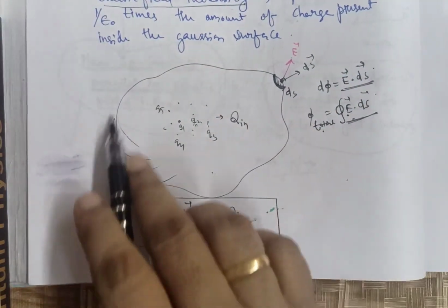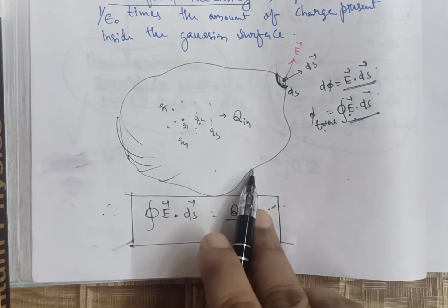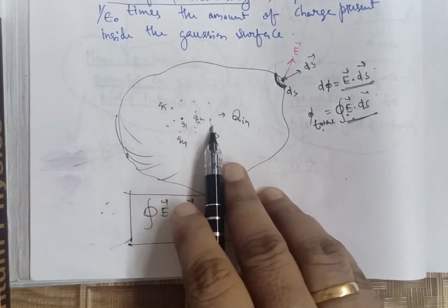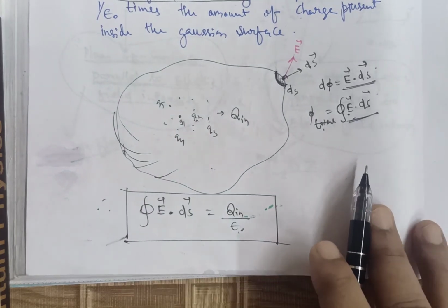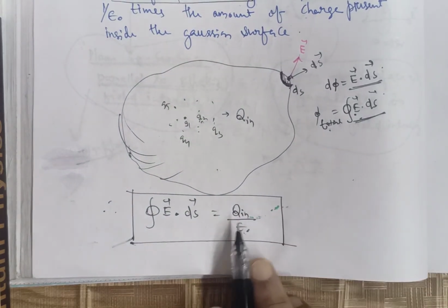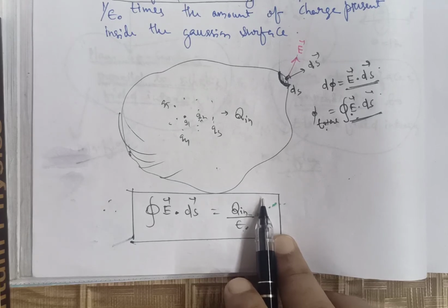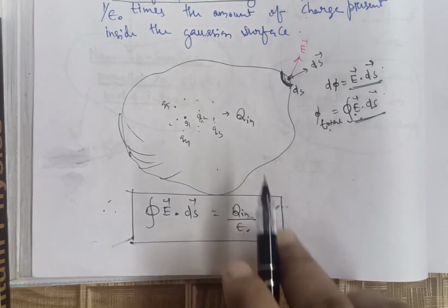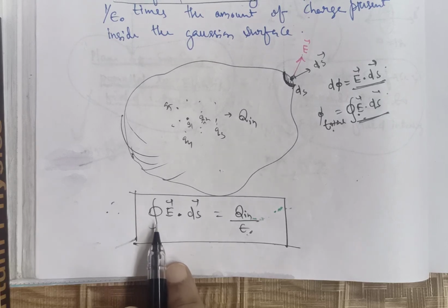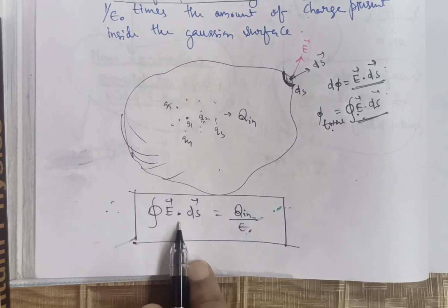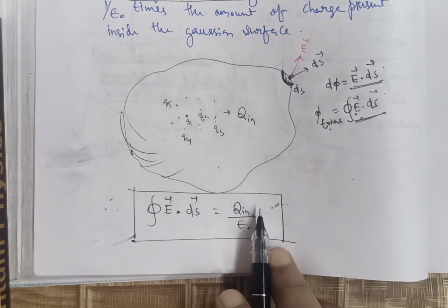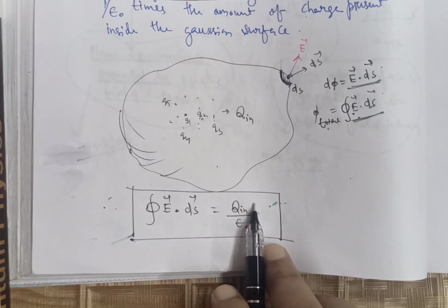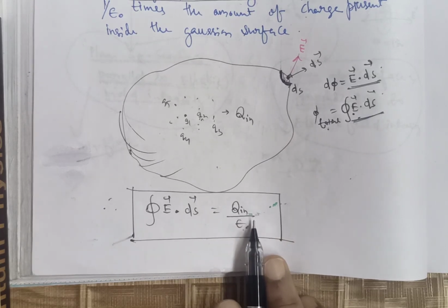What is the statement? Repeating again here. The total amount of electric flux enclosing the charge or distribution of charges is equal to 1 by epsilon 0 times the total amount of charge present inside the closed surface. Or you can say the closed surface integral of electric field intensity through a closed imaginary surface is equal to the total charge present in that imaginary Gaussian surface divided by epsilon 0.